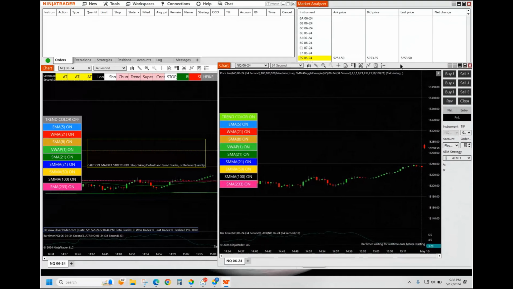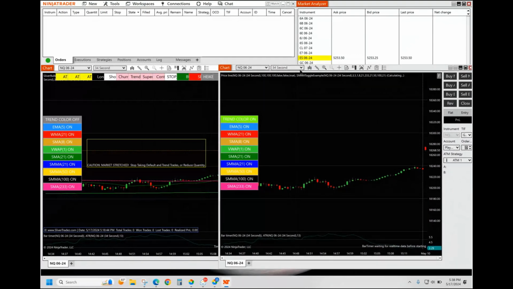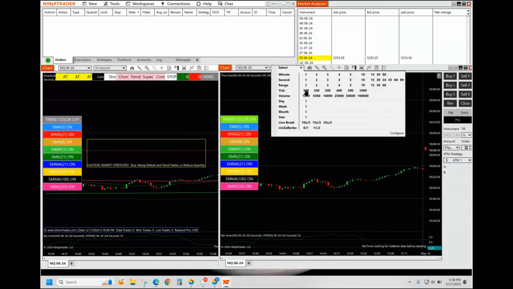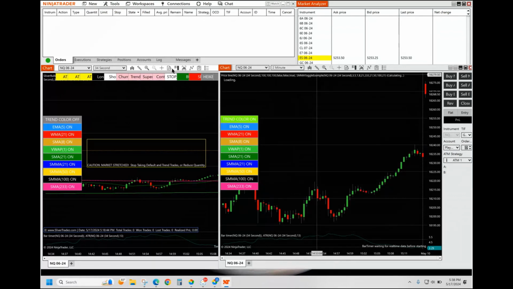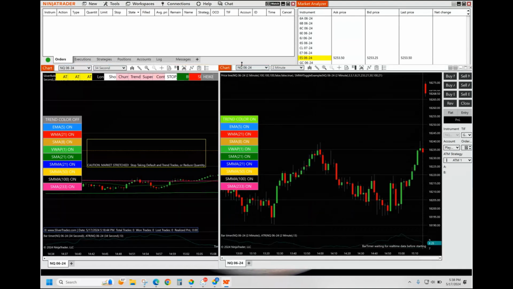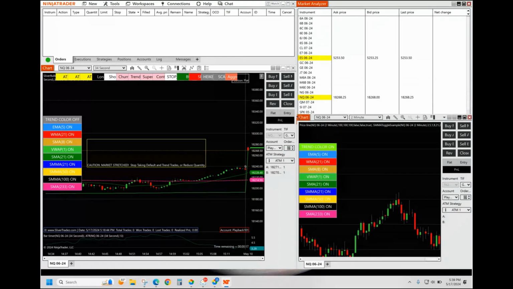And I make it a 2-minute chart. 2 minutes. Yeah, 2 minute is just for reference. You'll be trading on 30-second chart or 1-minute chart. So here I am trying to make it smaller. Here it's a 2-minute chart.